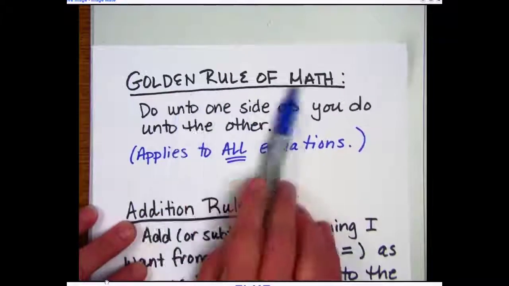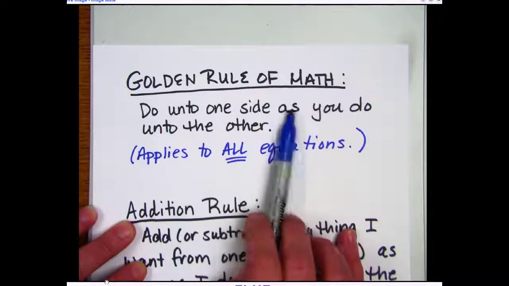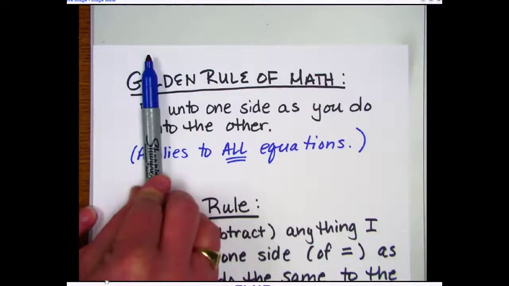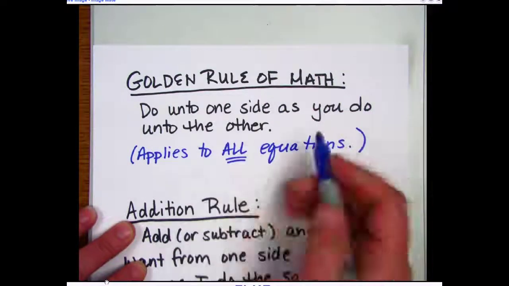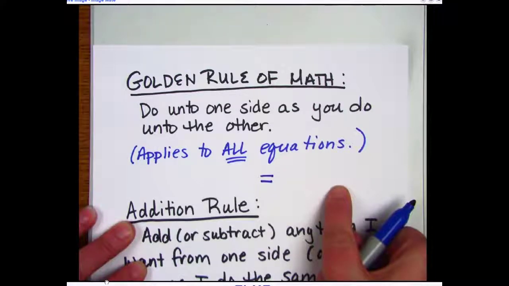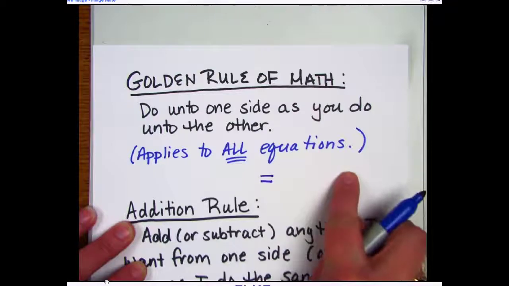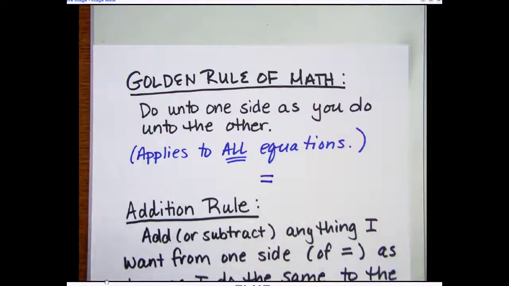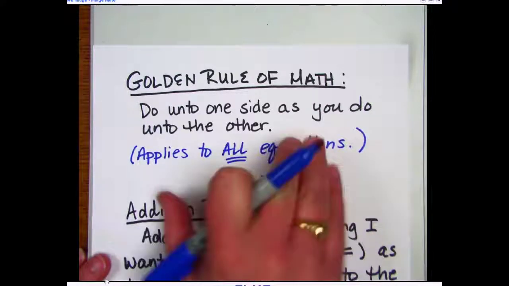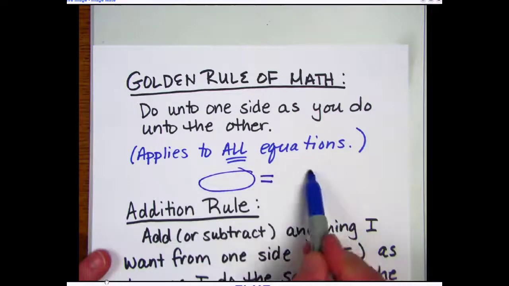The golden rule of math says I can do unto one side of the equal sign as you do unto the other. So if I add something on one side, I'm going to add it to the other. Again, we're looking across the equal sign. If I add something on this side, I've got to add the exact same thing to the other. If I multiply something on one side, I've got to multiply the exact same thing on the other. Otherwise, I change the equation. You sometimes hear this referred to as balancing the equation. But the bottom line is whatever I do on one side, I have to do the exact same thing on the other.